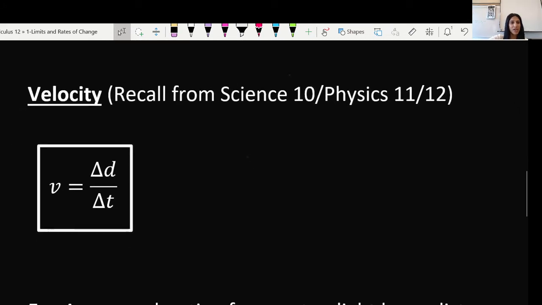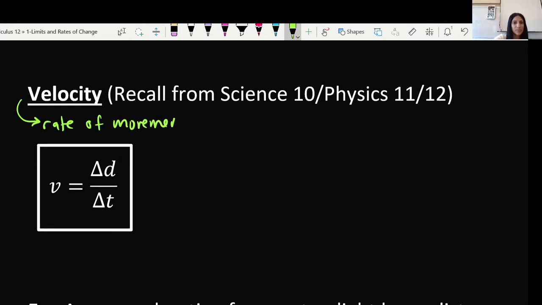So rate of change can also be looked at as velocity. So velocity we could say is like rate of movement. And recall from Science 10, Physics 11, Physics 12, you've all seen this before, most likely, where velocity is equal to the change in distance over the change in time.